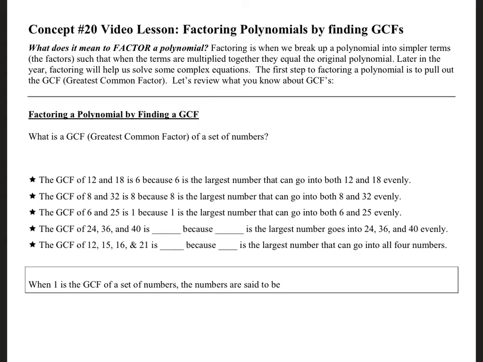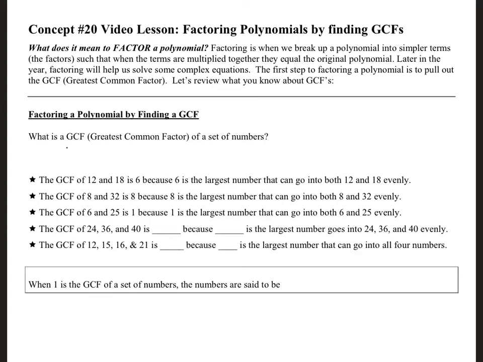So today we're going to learn the very first step to factoring, which is called factoring a polynomial by finding its GCF. So the first thing that I want to review with you is just what in the world is a GCF? Many of you are probably sitting there going, I know what a GCF is. It is the largest number that goes into a set of numbers, right? So let's write that. So yes, it's called greatest common factor.